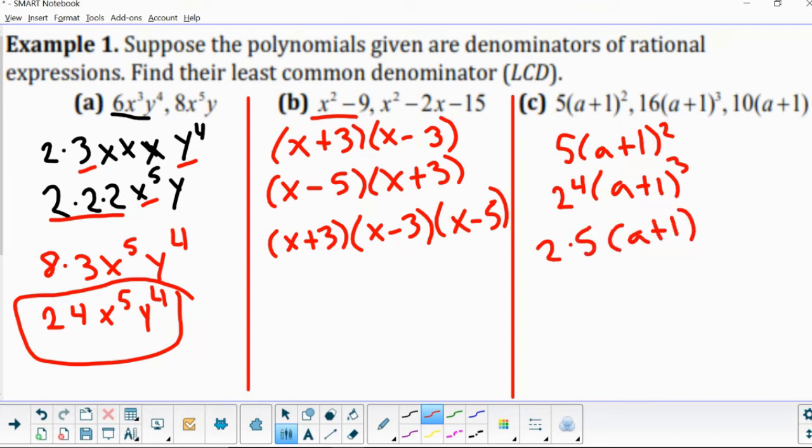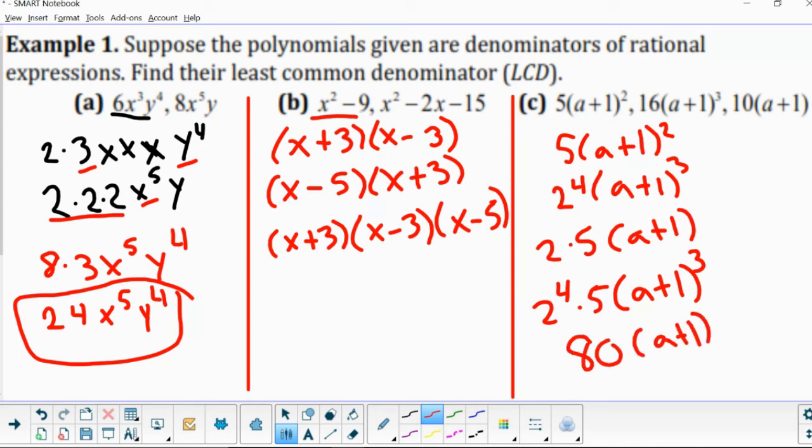So I got to take the biggest amounts of each thing in these problems here. So we got what, 2 to the 4th. We got 1, 5. And then looks like 3 a plus 1's. So that would give us 16 times 5. So that'd be 80 a plus 1 cubed. And that would be our least common denominator.